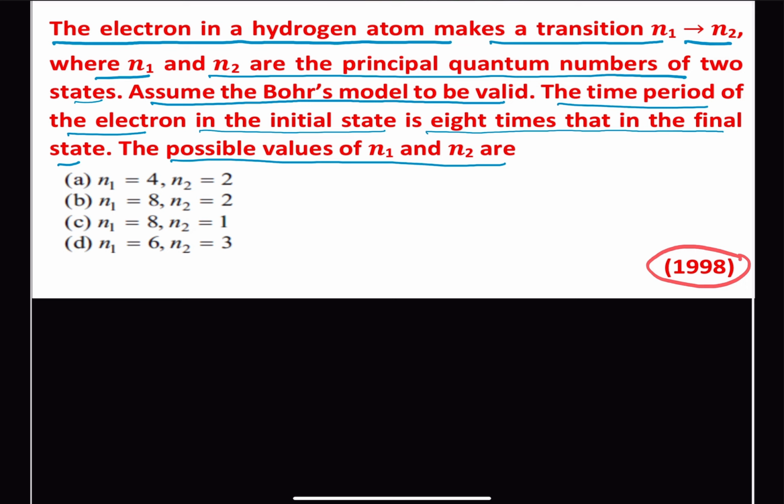Here we have to remember that the time period of the initial state is 8 times that of the final state. So we can write that the time period of the initial state n1 will be equal to 8 times the time period for the final state, because the transition is taking place from the initial state n1 to the final state n2.